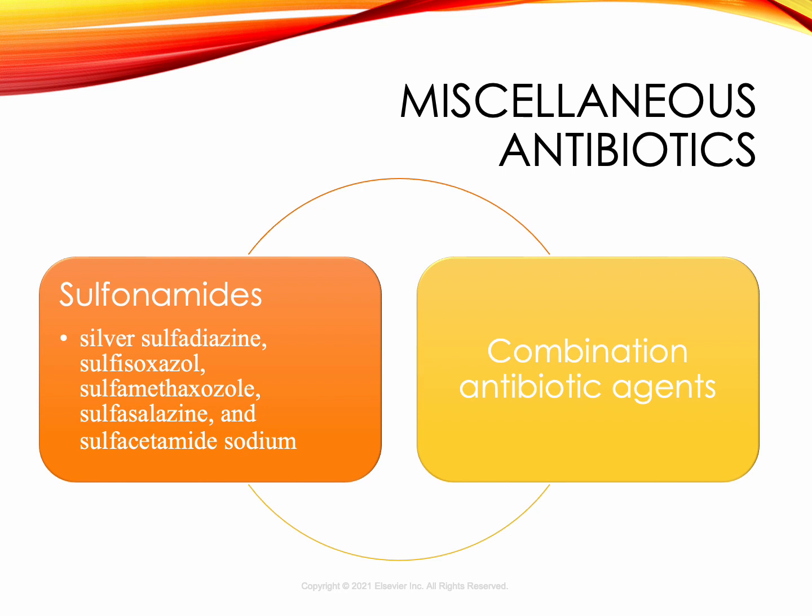Interestingly, they were originally introduced way back in 1935, and so this makes them the oldest of the chemotherapeutic agents. Their use is limited today, though, due to increasing microbial resistance. But some examples of sulfonamides include silver sulfadiazine, sulfisoxazole, sulfamethoxazole, sulfasalazine, and sulfacetamide sodium.